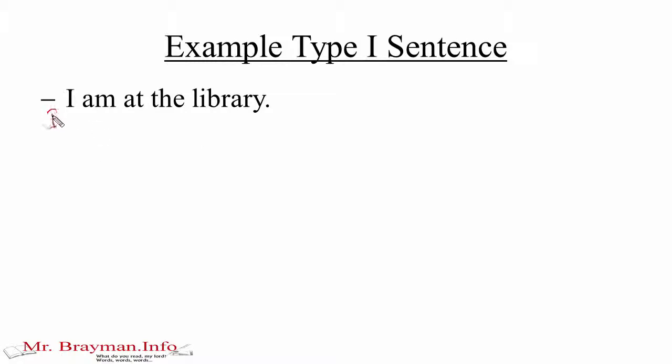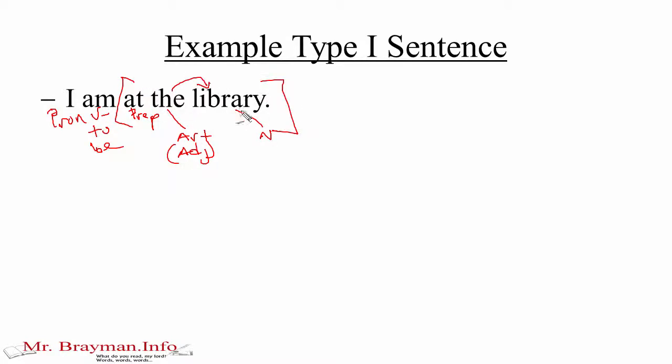Same thing here. We've got a pronoun. And I tend to use pronouns for subjects when I'm looking at examples here. But you know, this could also be a noun, right? Like Bob is at the library, or John is at the library. So we have a prepositional phrase here, and at modifies library.